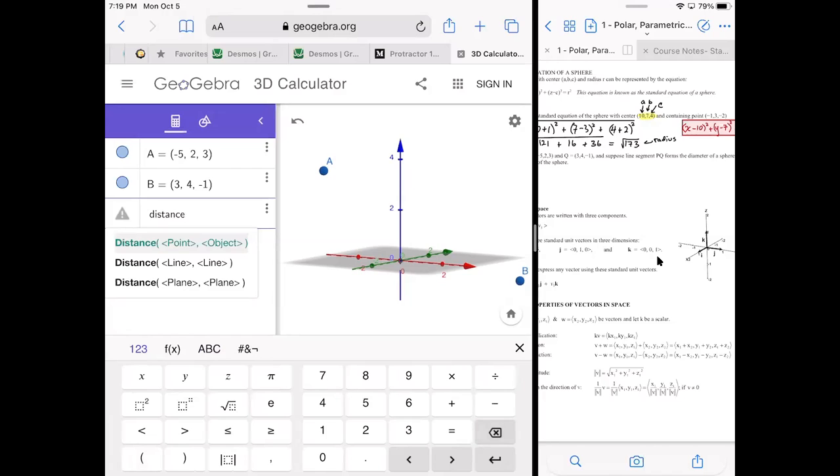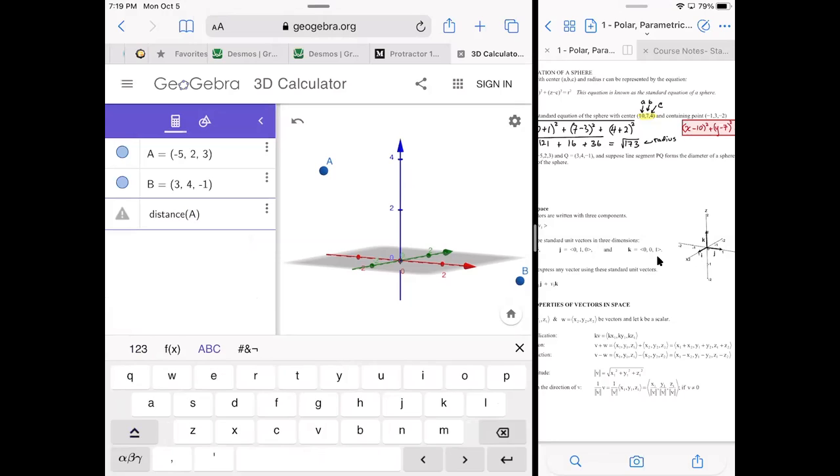So I would say, okay, I got distance. I'm going to open parentheses, and then I'm going to indicate, okay, I can do a point and an object. I can do a point and a point, even though it's not listed here. A line and a line, a plane and a plane. So I'm going to type in A followed by B. So A, comma, B. And it'll give me the distance between the 2 points, right?